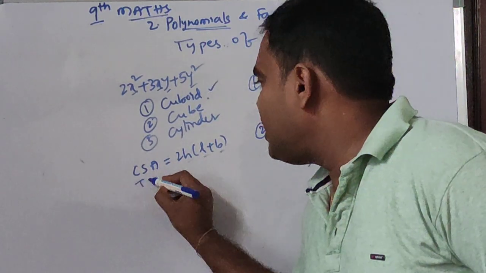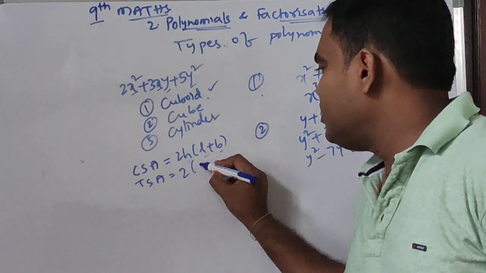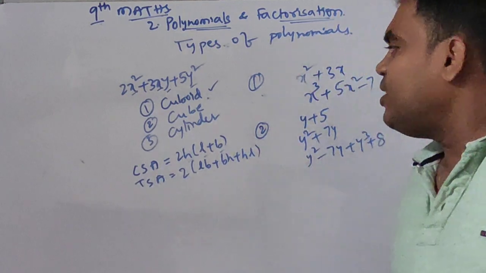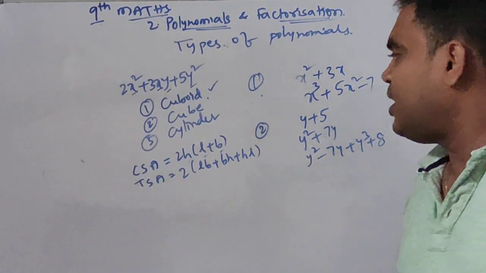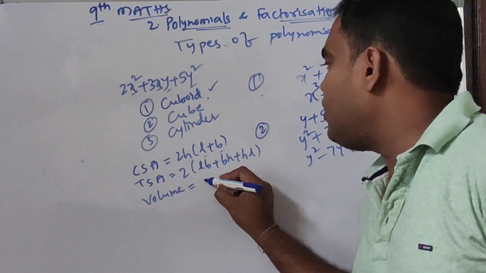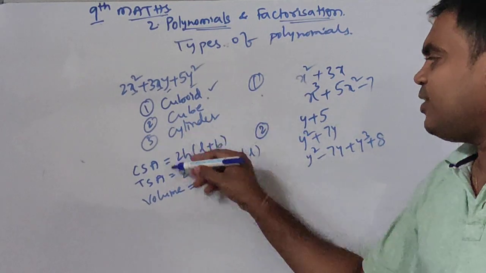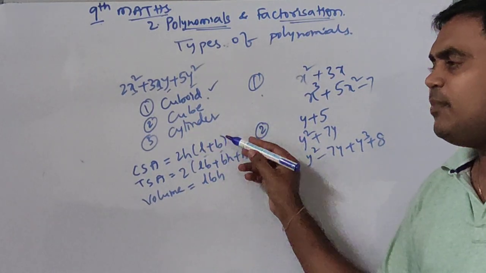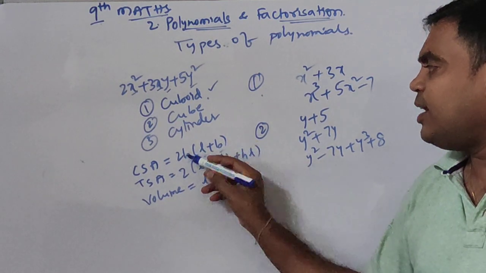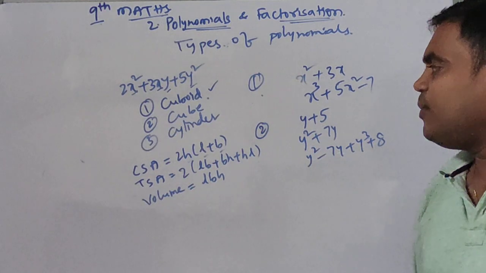Next, TSA. TSA formula 2 of LB plus BH plus HL. This is the formula for total surface area. Next, volume. If we are taking volume, formula for volume LBH. In these three formulas, length represented with L, breadth represented with B and height represented with H. LBH. These three are the variables.